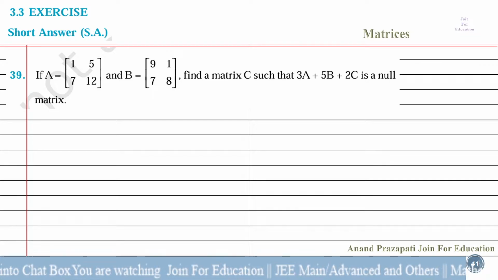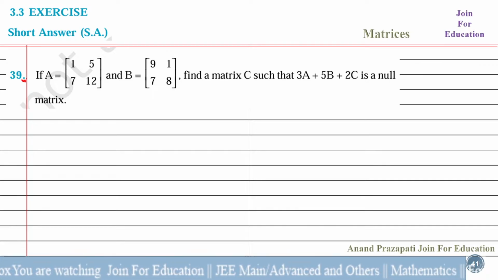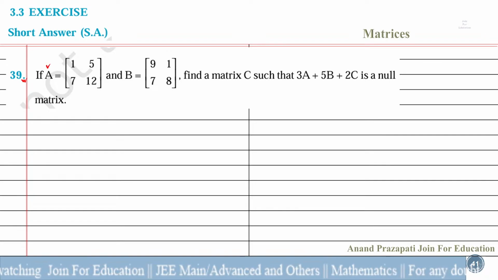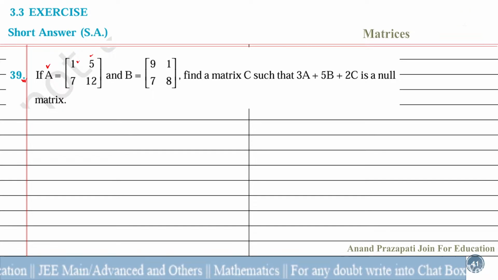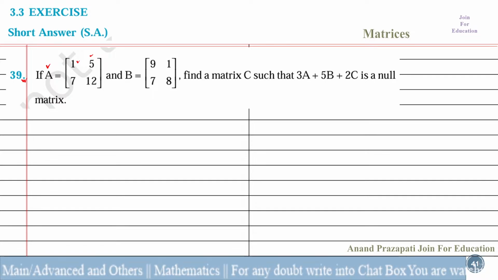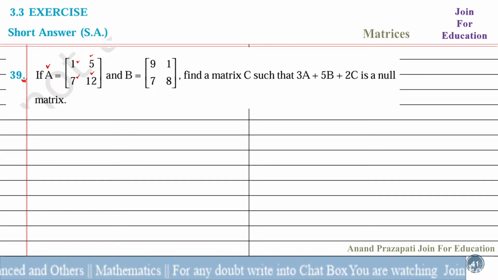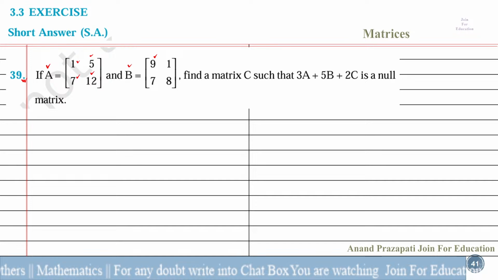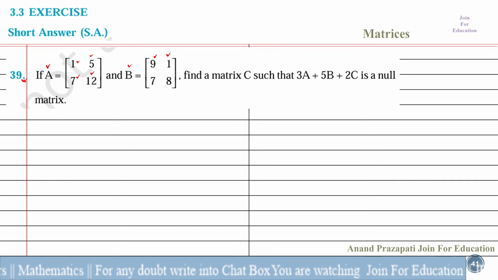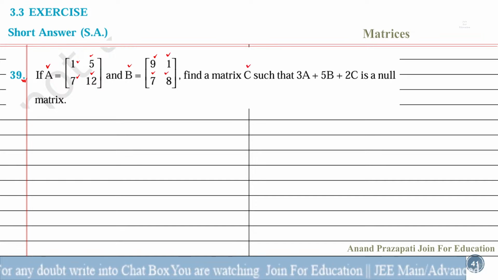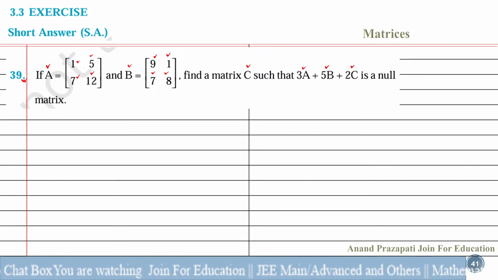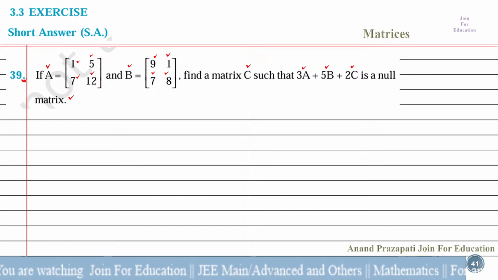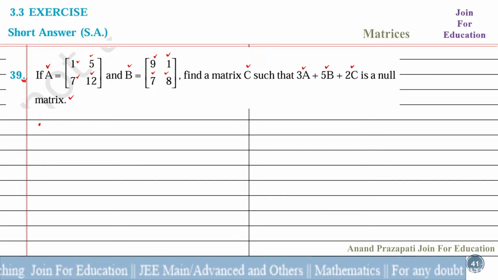Let's see question number 39. If matrix A equal to the first row 1, 5 and second row 7, 12, and matrix B equal to 9, 1, 7, 8, find a matrix C such that 3A plus 5B plus 2C is a null matrix. So let's see the solution of this question.